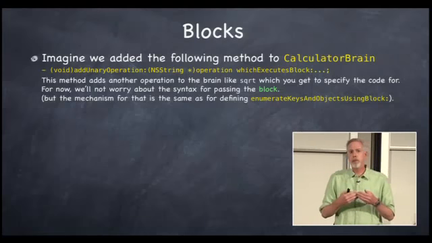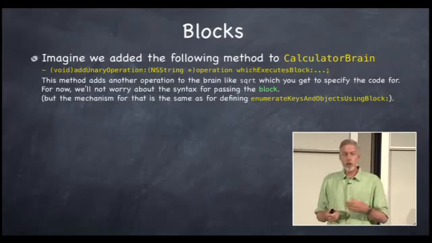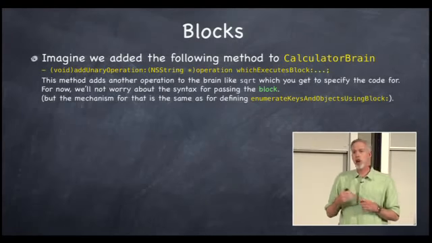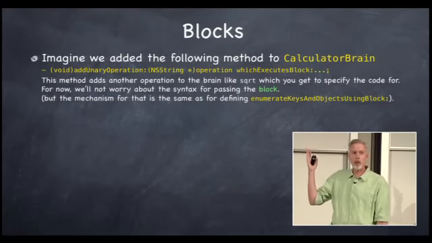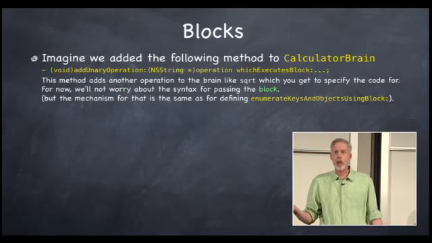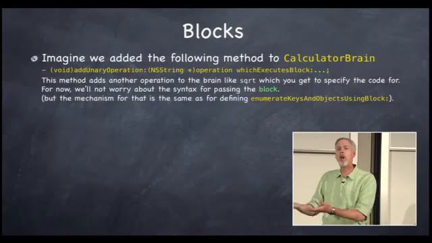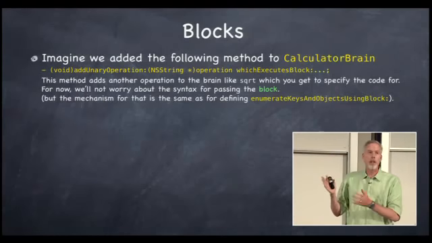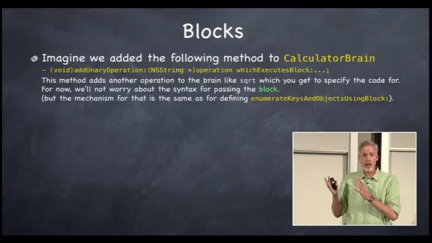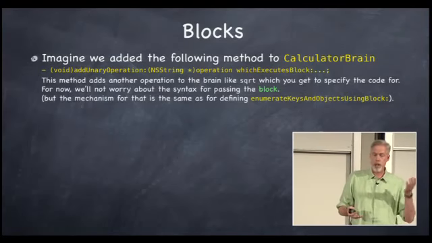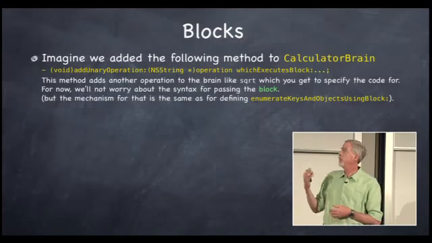We're basically telling our calculator brain, here's a new kind of operation that you're going to support. It's called operation, the first argument. And when that operation gets executed, when perform operation gets called with that operation, please execute the following block of code. And then we're going to pass it a block. Now don't worry for a moment how we declare a method that takes a block, like the enumerate keys and objects method. I'm going to show you that in a minute.